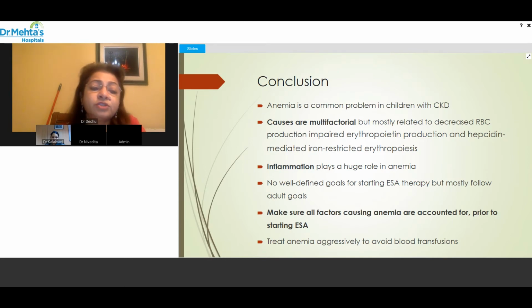One important thing is to make sure that all factors causing anemia are accounted for prior to starting erythropoietin therapy. Otherwise, you'll be giving a very expensive therapy in someone who's iron deficient and in whom it will not work. So just taking care of those factors is important. And of course, to treat anemia aggressively to avoid blood transfusions is also very important.